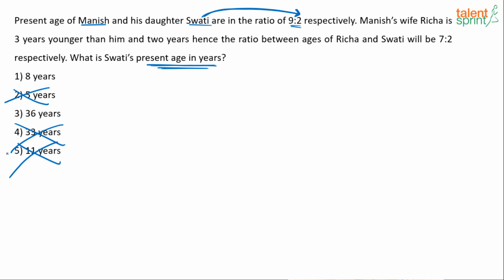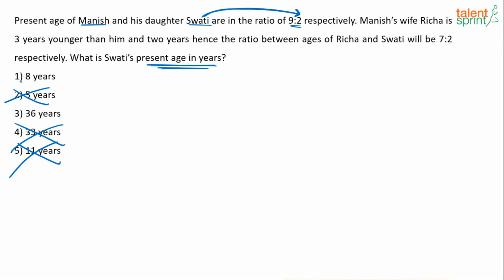Look at this. Within just 5 seconds, you could eliminate 3 options. 8 and 36 are left out. How did we eliminate 5, 33 and 11? These are all odd values. Swati's present age should be a multiple of 2. 5, 33 and 11 are not multiples of 2. Now, how do you decide between 8 and 36? There is one more condition given with regards to Swati. 2 years hence, the ratio between ages of Richa and Swati will be 7:2. This is not going to help. It's obvious. If present age is a multiple of 2, after 2 years also the age will be a multiple of 2.